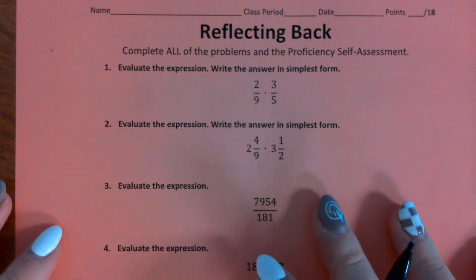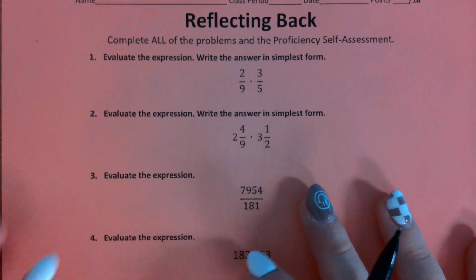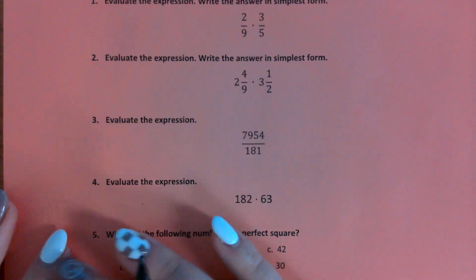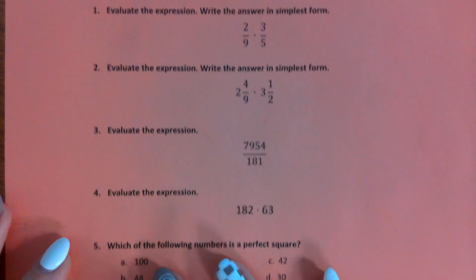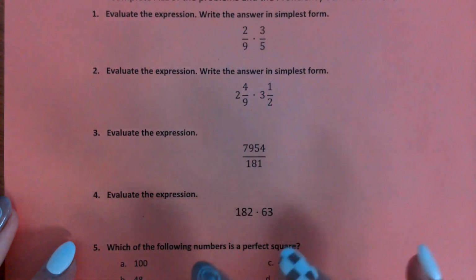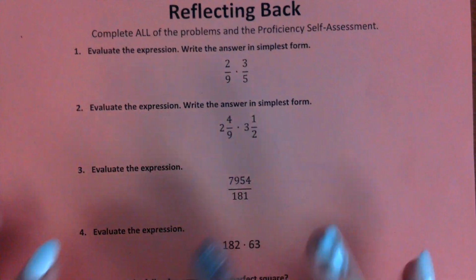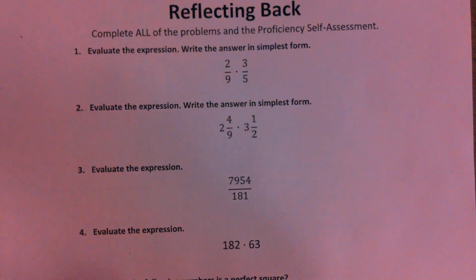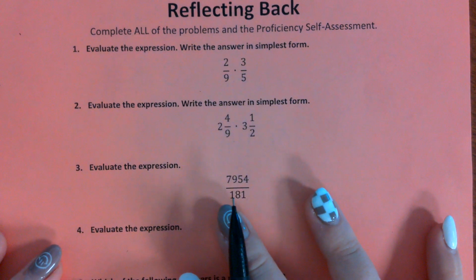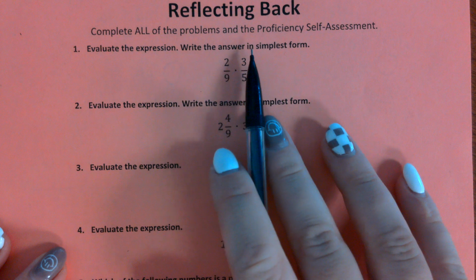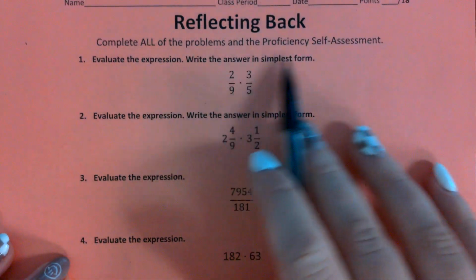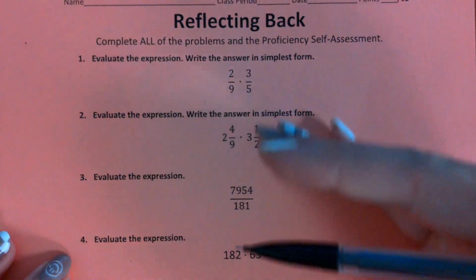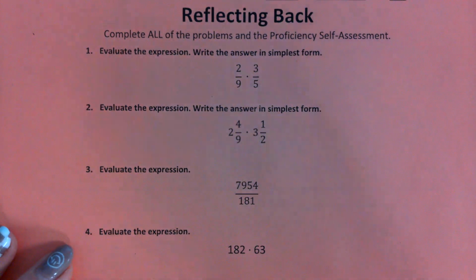Okay, but we're going to go ahead and flip over to the reflecting back. And the reflecting back, all it is is review of anything at all that we've reviewed or learned in math so far. So it will always just be a quick little review. The reflecting back should be like the easiest side, I would say. So here we go. It says evaluate the expression, write the answer in simplest form. Now, one thing about the reflecting back is that I'm just going to help you set up the problem. I'm not going to do them out like I did the front.